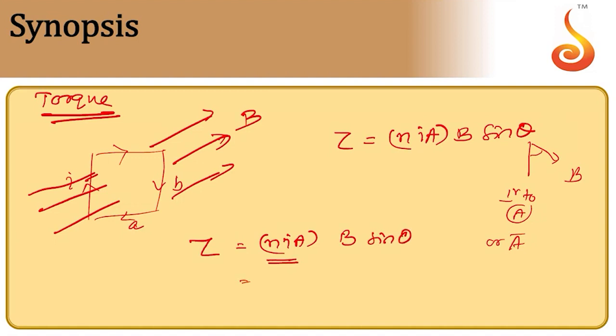But this NIA is nothing but magnetic moment M. So I can write it as MB sine theta, or in terms of cross product it is M cross B. So the torque on a current loop is given by M cross B. Thus, in a uniform magnetic field, a current loop experiences a torque given by M cross B. And under the influence of this torque, a current loop may undergo a rotation.